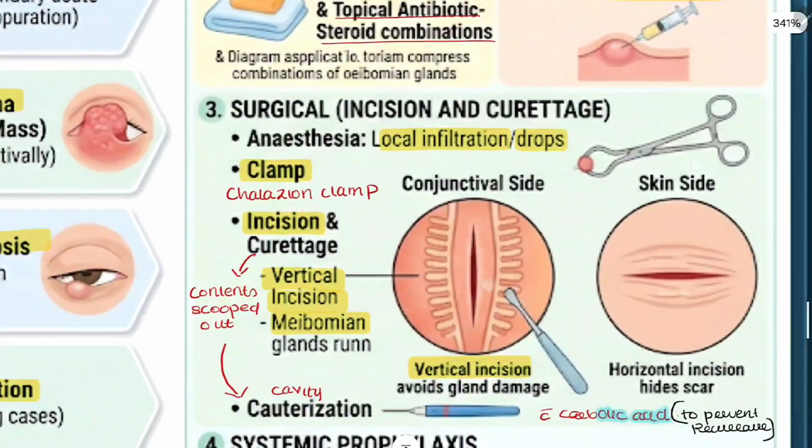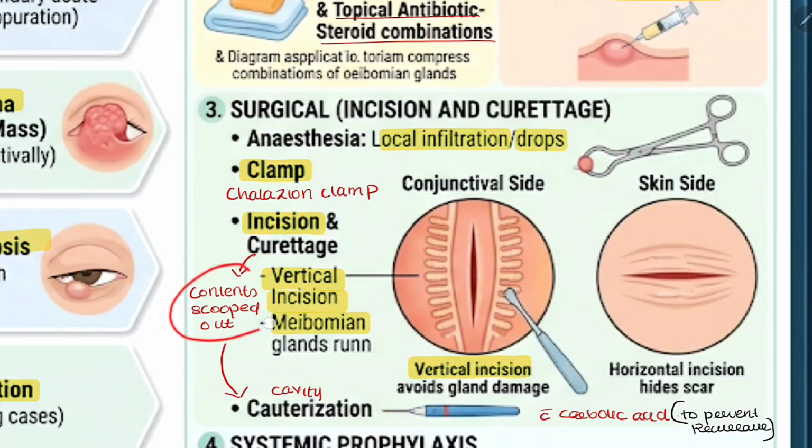Now coming to the surgical part, that is incision and curettage. Here first we give anesthesia by local infiltration or drops. Then we take a clamp, known as the Chalazion clamp. Then we make an incision, and the incision is usually a vertical incision. A vertical incision is done to avoid gland damage, so that the adjacent gland does not get damaged.